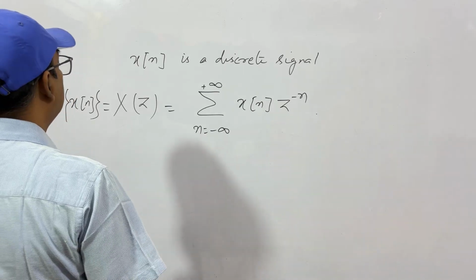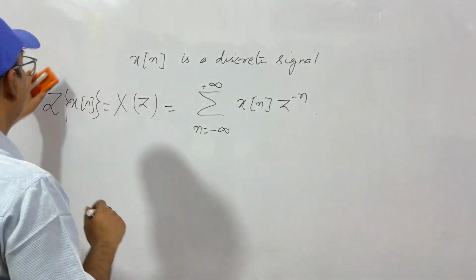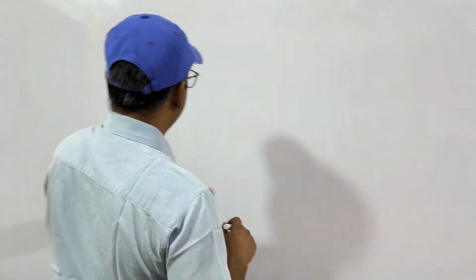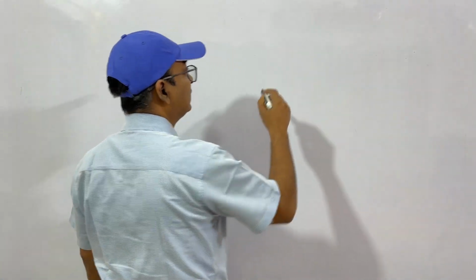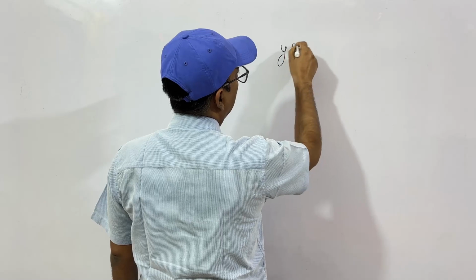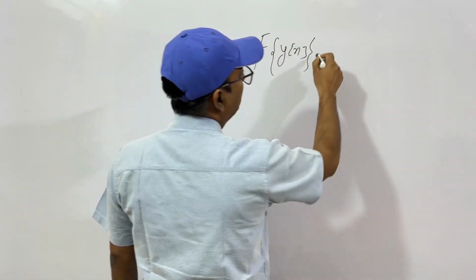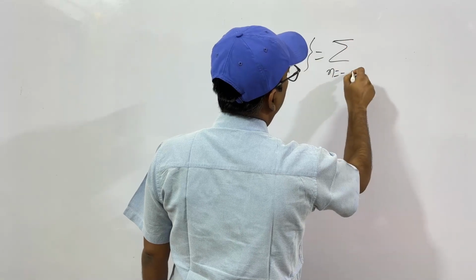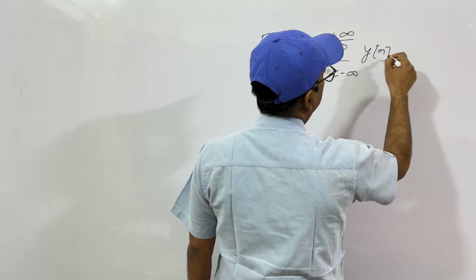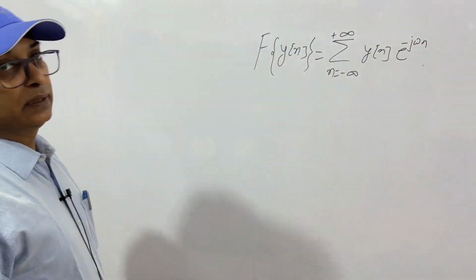Let's see what is the relation between Z transform and discrete Fourier transform. Maybe you haven't studied Fourier transform. If you have, that's good. Even if you haven't, for a signal, let's say the sequence is y[n], the Fourier transform of y[n] is given as the sum from n equal to minus infinity to infinity of the signal into e to the power minus j omega n. This is the definition of Fourier transform.